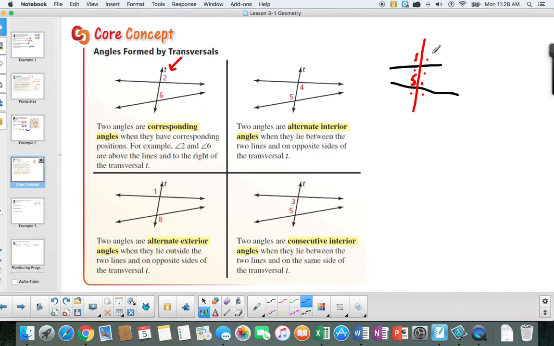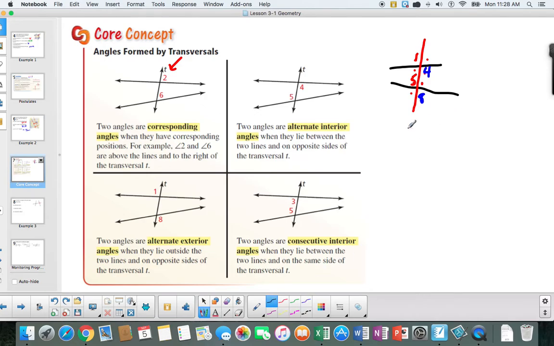We could say 4 and 8 are corresponding. Again, one's inside, one's outside. They're on the same side of the transversal, and they don't share a vertex. Okay, our next vocabulary word is alternate interior angles.